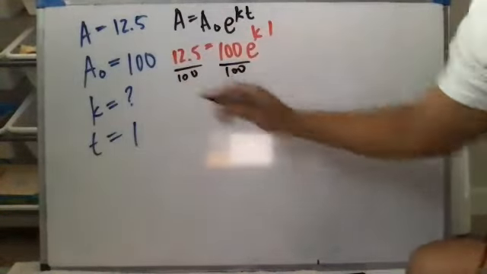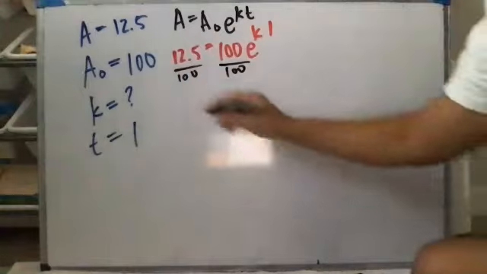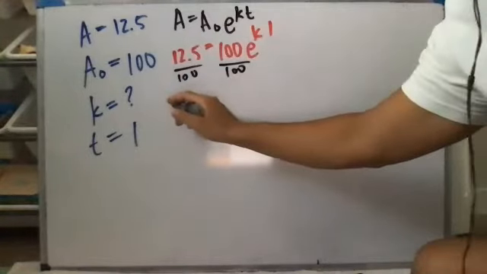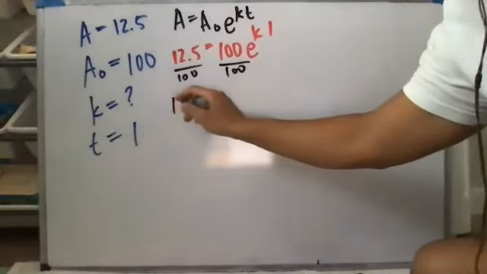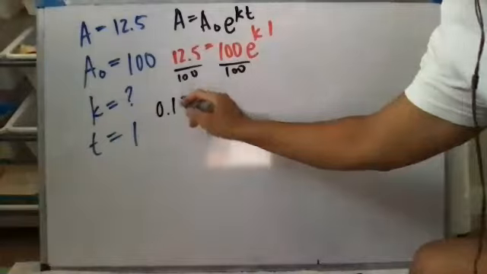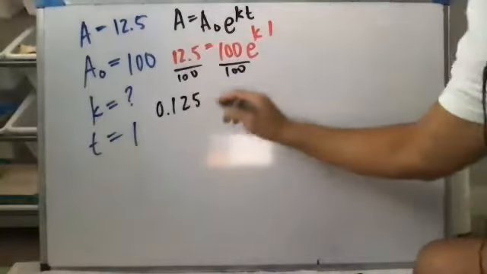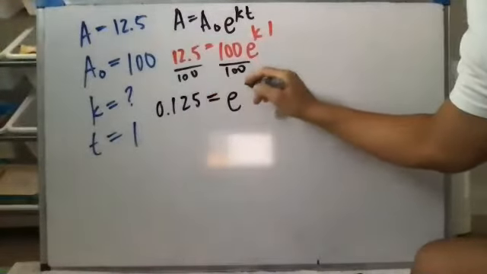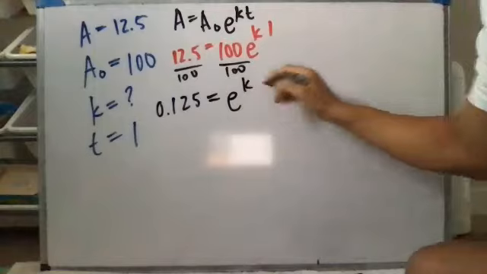I don't know why I wrote this out. I rarely write that out, but I don't know, I did just now. So divide by 100, you're going to get 0.125, right? Because I just moved the decimal twice, is equal to e to the K times 1, which is just K. So e to the K.